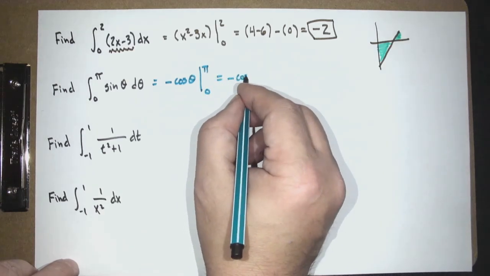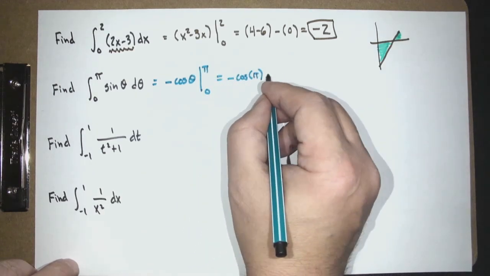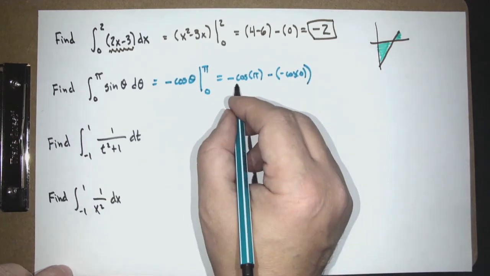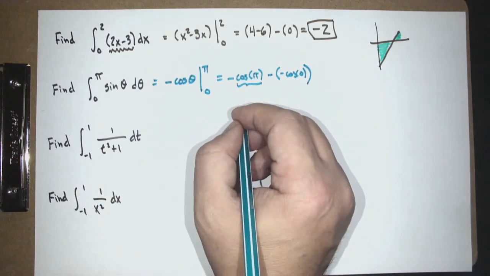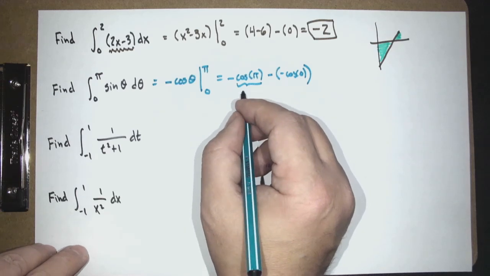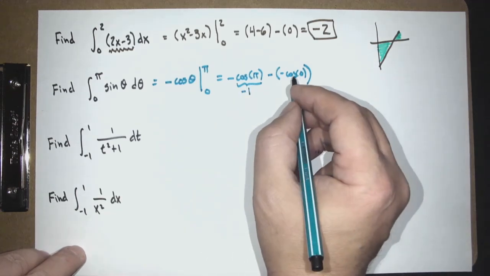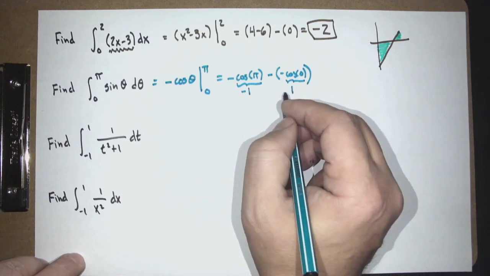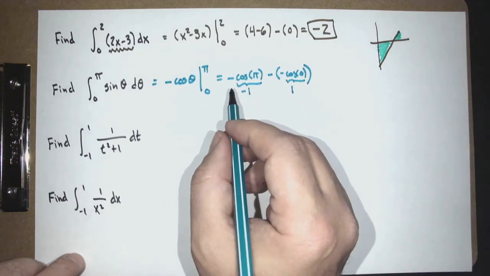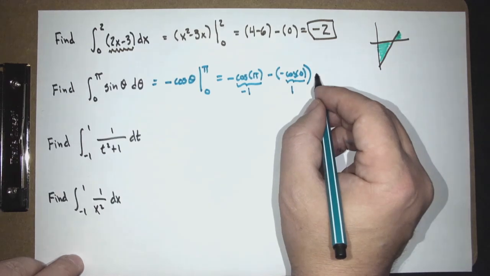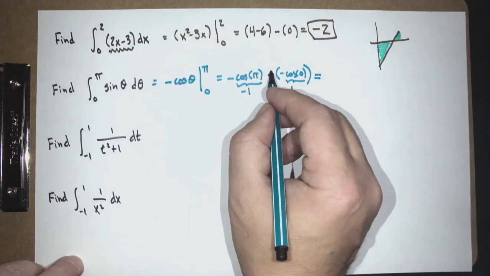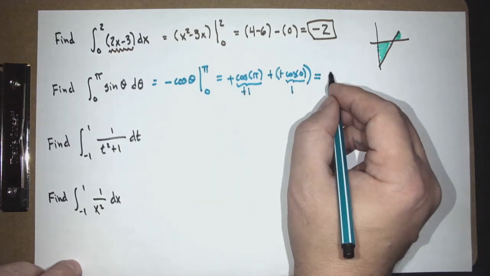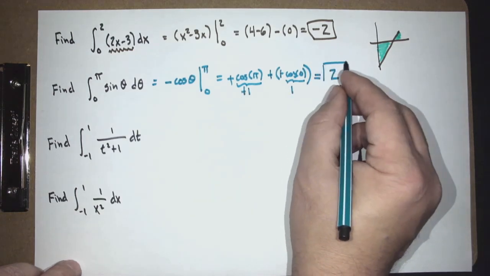So negative cosine pi, subtract negative cosine 0. What's cosine pi? Negative 1. What's cosine of 0? Positive 1. So there's a lot of negative signs, so let's unravel. Minus minus makes plus, minus minus makes plus. All together we end up with 2. Well, that's kind of nice.